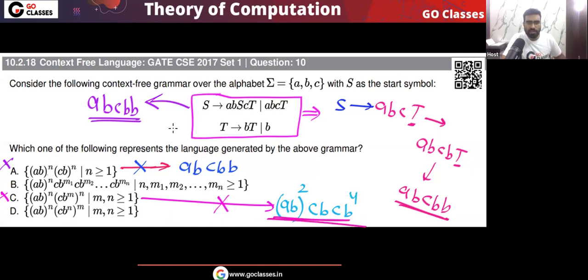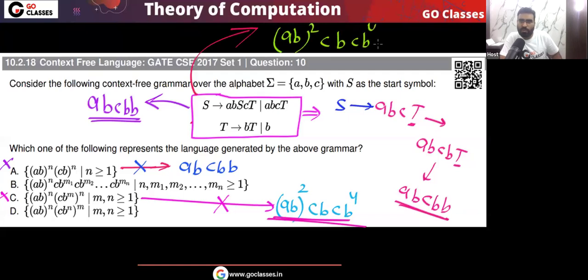But the given grammar gives you, from the given grammar I can generate what? I can generate this ab power 2 cb power 4. This I can generate. And what about option D? Option D is also wrong. But tell me, what is the problem with option D? Here this is n and this is m. So actually this is the problem.